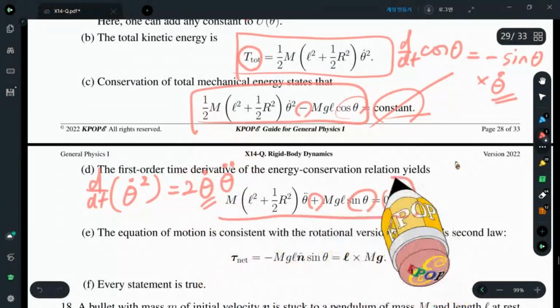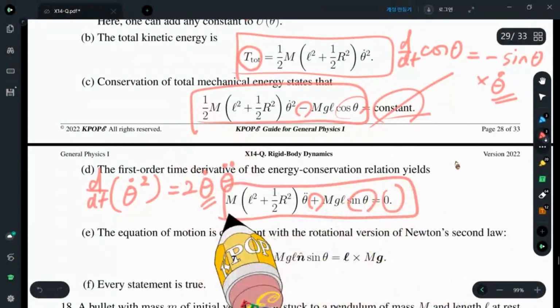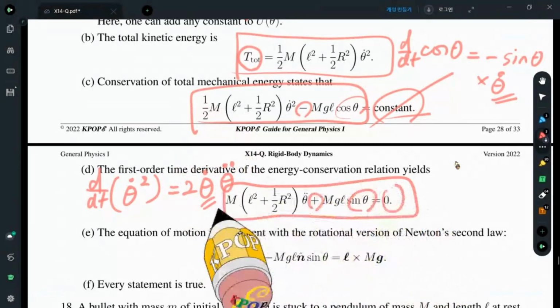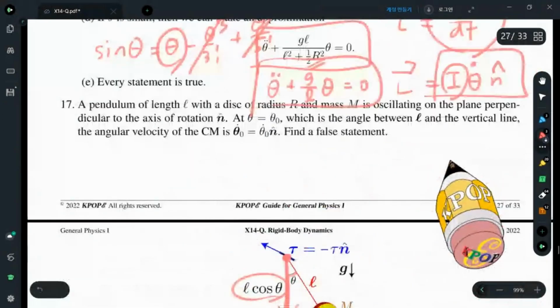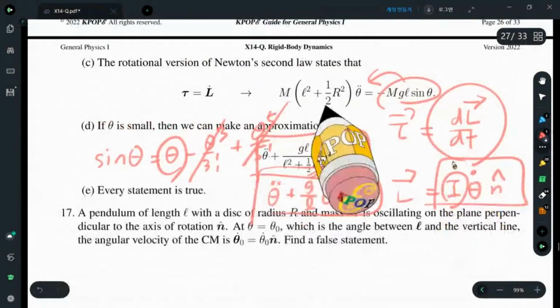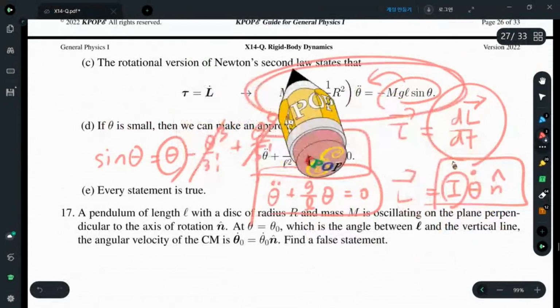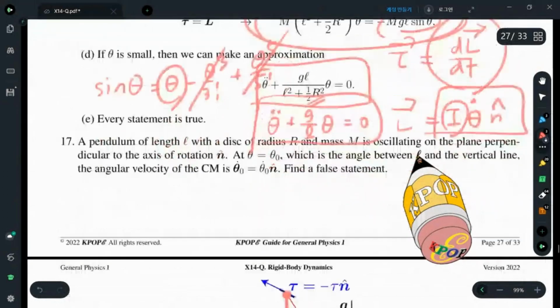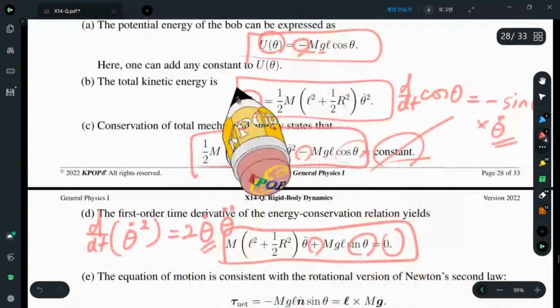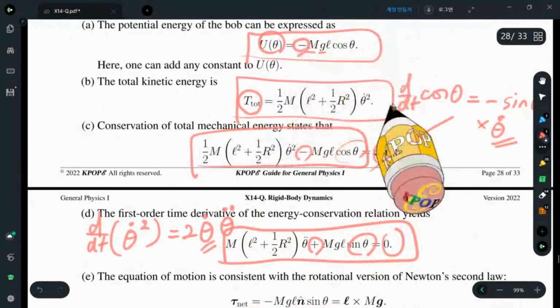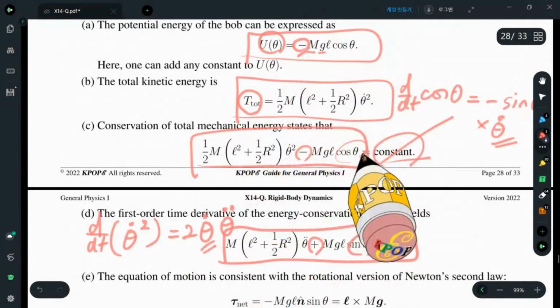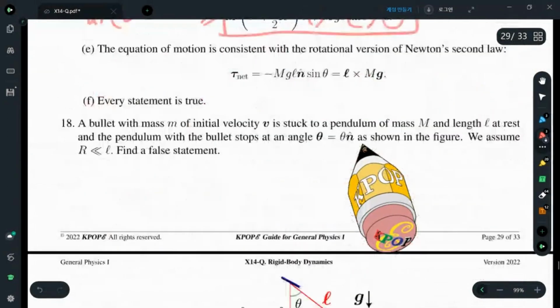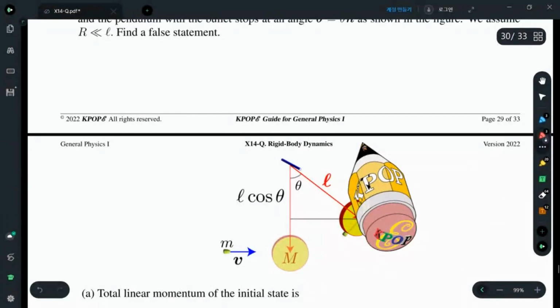So we finally obtained this equation that is identical to what we have obtained by making use of Newton's laws of motion. And you have found that the energy conservation is much easier to use. 18.